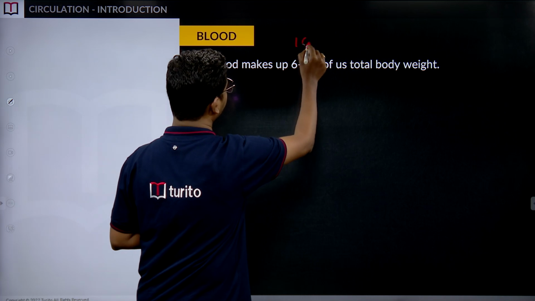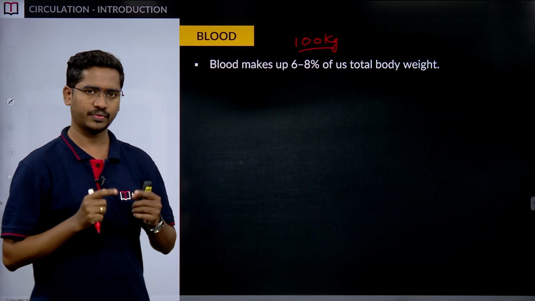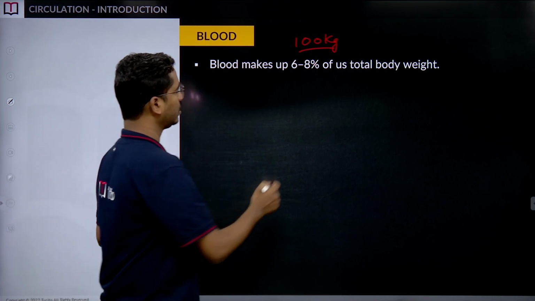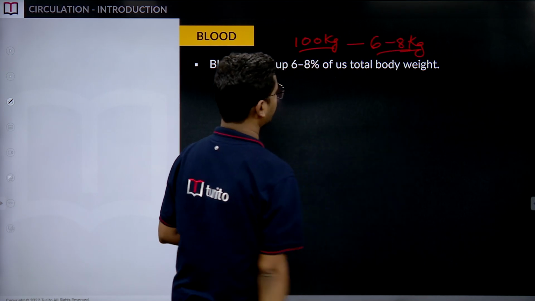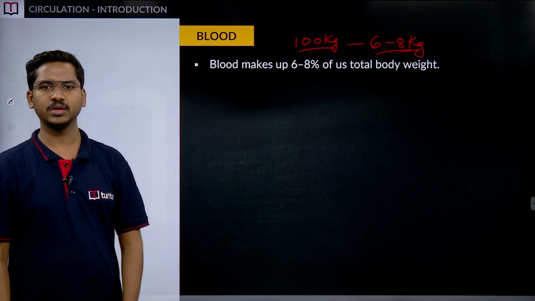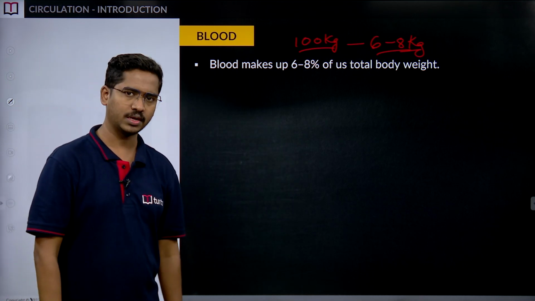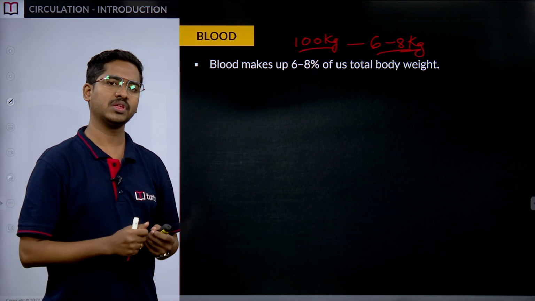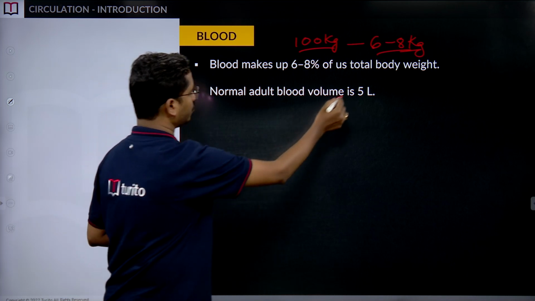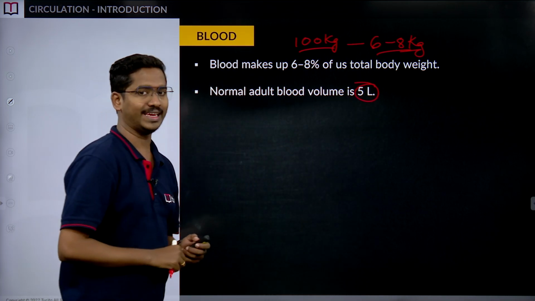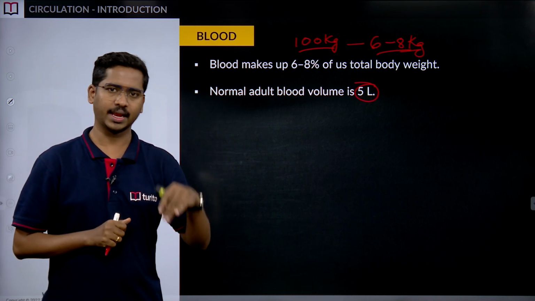Okay. For example, a person is weighing, let us say 100 kgs. Okay. Blood itself would account for around 6 to 8 kgs in that person. So, that is what it says. Okay. That is the percentage of the total body weight what we have. Now, that is completely an approximation and we get to see that percentage in an average adult human being. Okay. Now, normal adult blood volume would be approximately 5 liters. So, that is the approximation. Okay. It can be more than that, it can be less than that.